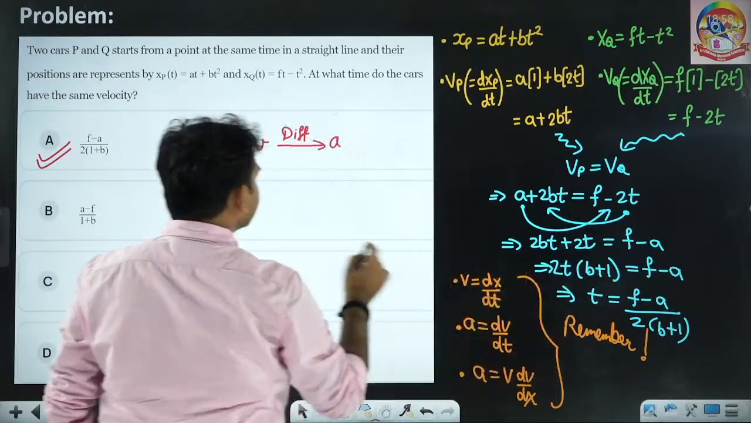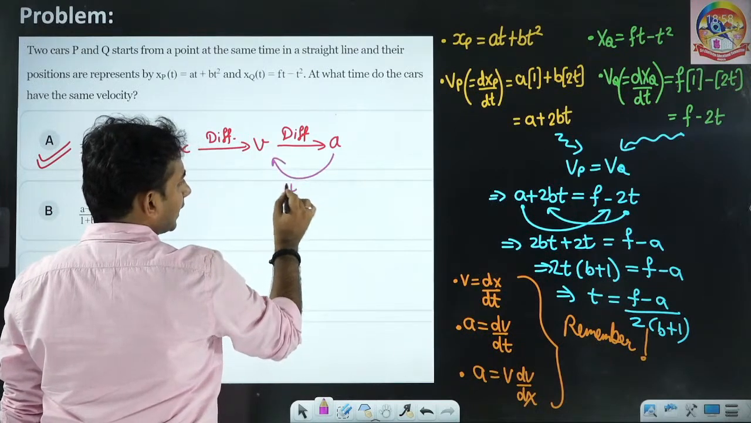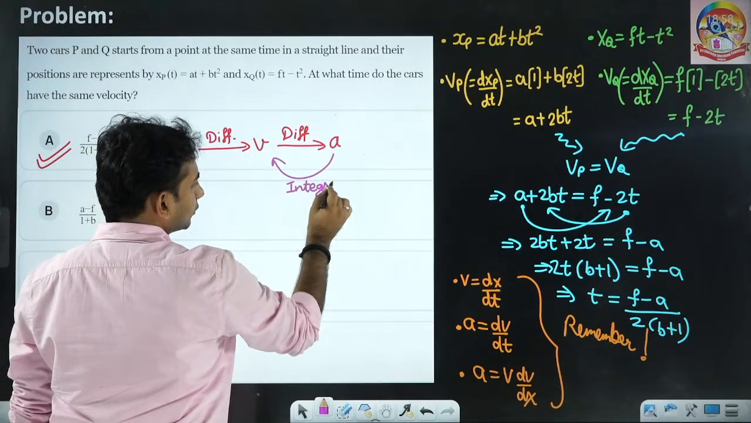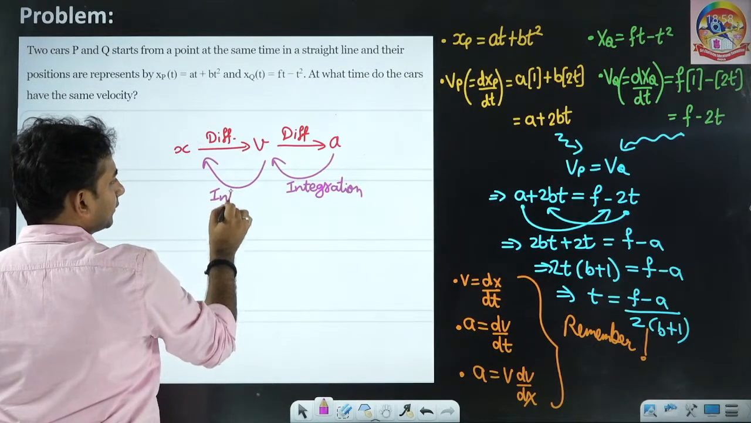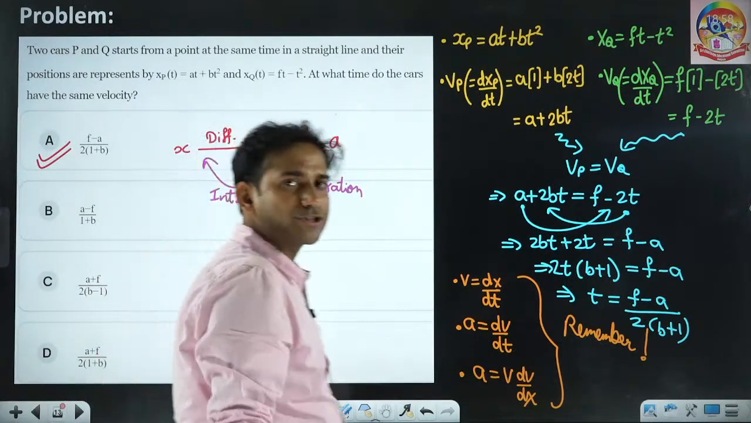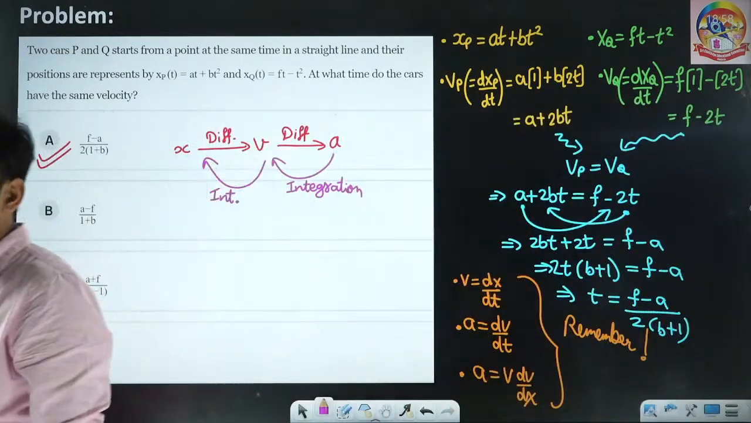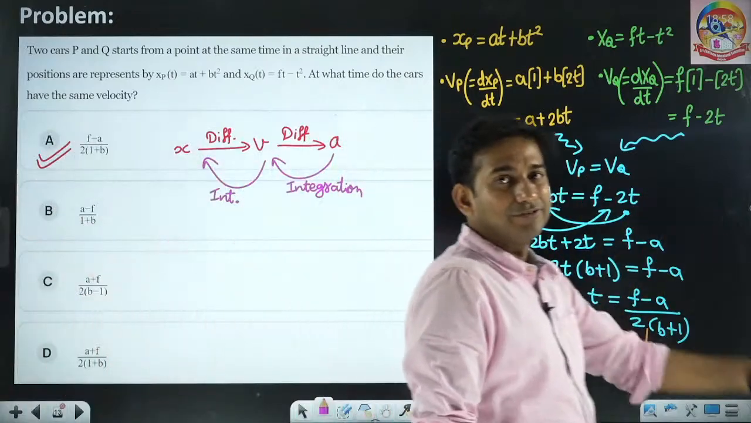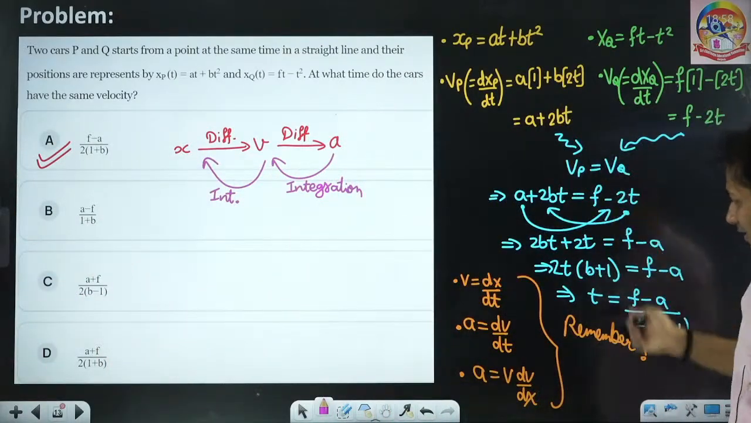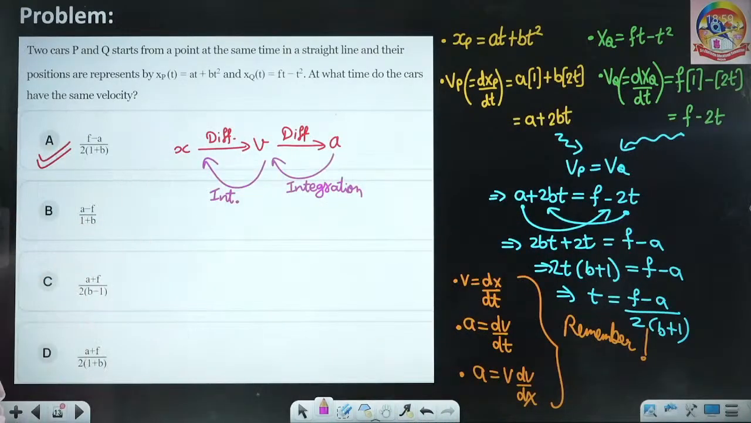And differentiation and integration are opposite processes. If you integrate acceleration, you can comment about the velocity. And if you integrate the velocity, you can talk about the position. But integration we will do in the next interaction. I hope it is clear to you. You can take the screenshot also. Understood? How to get the idea of the velocity from the information of position, then equating the velocity, because they asked at what time do the cars have the same velocity.